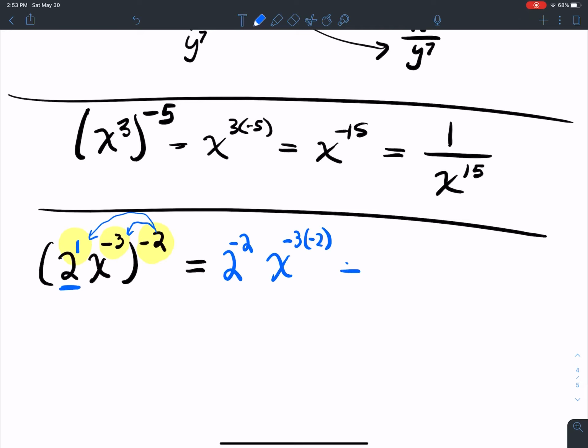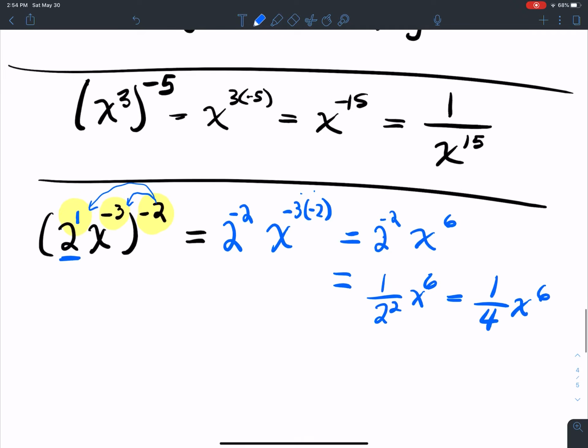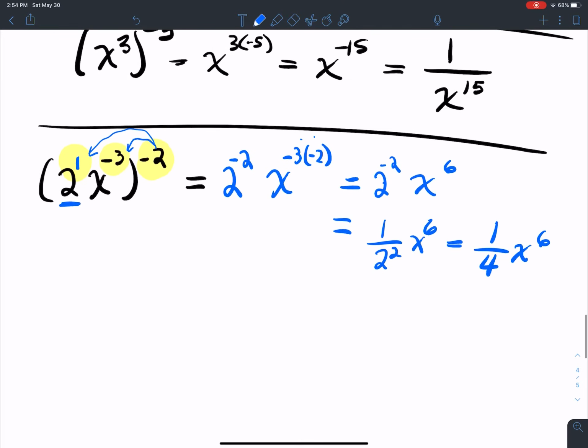And so what happens? I get 2 to the negative 2 multiplied by, a negative and a negative make a positive, x to the 6. Now, 2 to the negative 2, I've got to do the reciprocal. That's 1 over 2 to the 2, x to the 6. We're almost simplified. 2 to the 2 is 4, so it's 1 over 4, x to the 6. So 1/4 x to the 6. That's what I'm looking for right there.